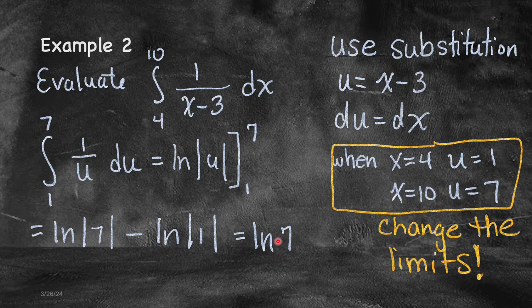So we're just going to be left with the natural log of 7. And again, like I said, you can remove the absolute value since we know that what we're plugging in is a positive number. So when you are using substitution with definite integrals, it's really important to make sure that you change your limits of integration as well.